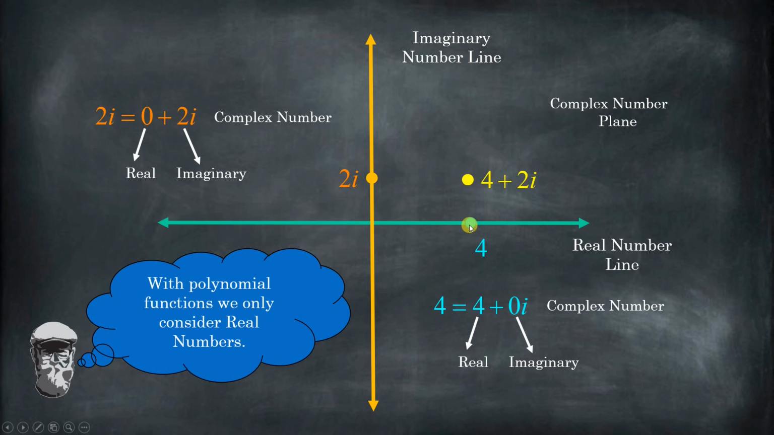Now, when we're dealing with polynomial functions, we don't use this complex number plane at all. We use the real number plane, but I wanted to share this with you so you can get a glimpse into the future of what's going to happen when you use the quadratic formula and you find that the square root's negative. This is what's going on. This is what we're going to be dealing with in future lessons.